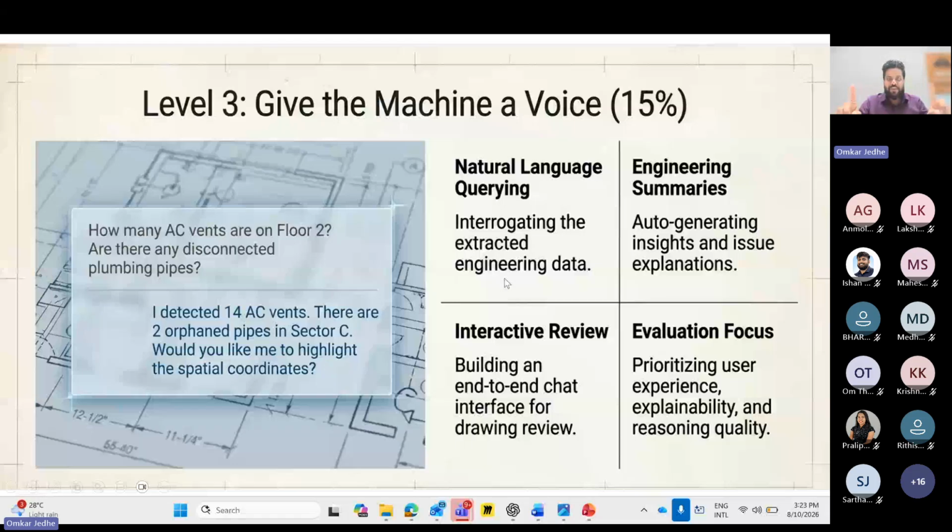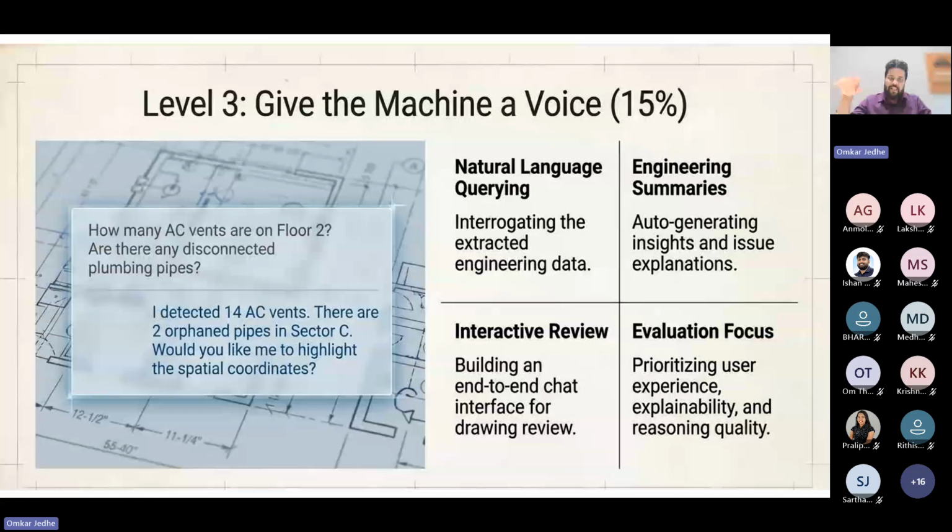So I'll quickly confirm the slide that you are seeing, and then only I'll start my explanation around it. So level 3 says, can I make it easier to ask a question to a drawing after I'm doing the object detection and linear measurement and everything? Just for example, as you see over here, how many AC vents are on the floor? Are there disconnected plumbing pipes? And I get the answer. I detected 14 AC vents. There are two orphaned pipes in sector C. Orphaned means they are not connected to anyone. Would you like me to highlight the spatial coordinates?